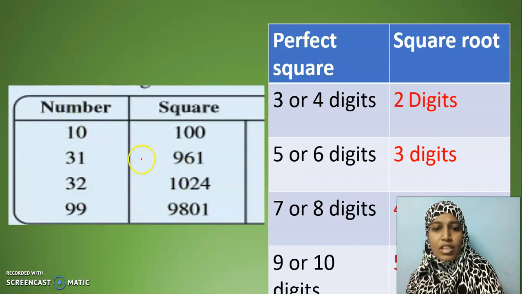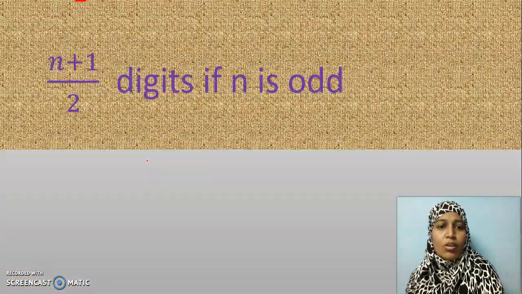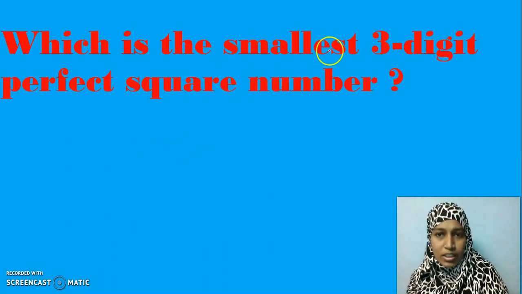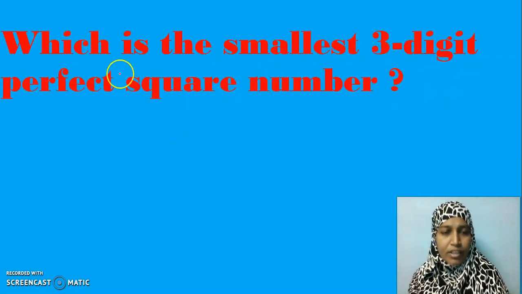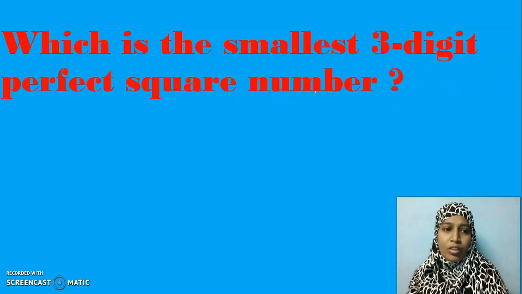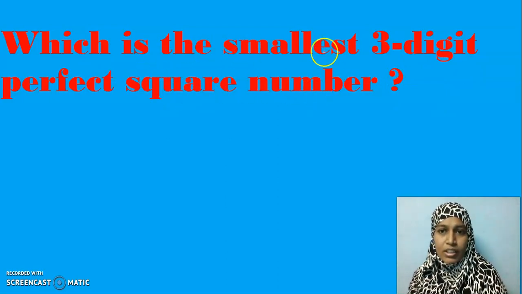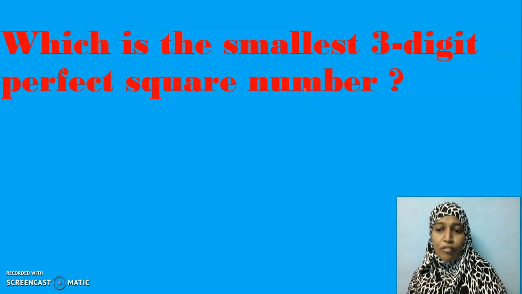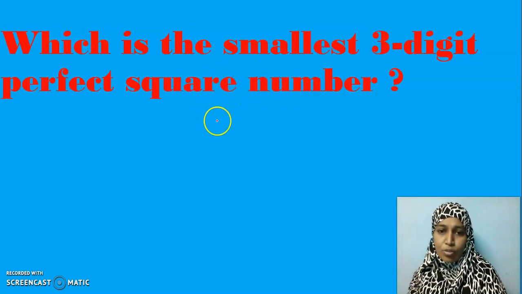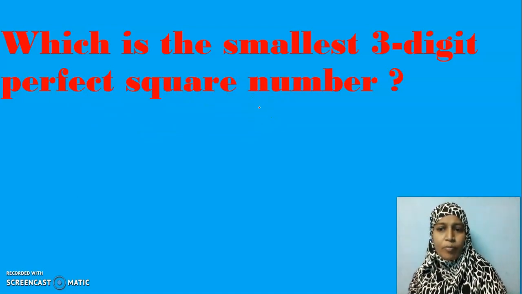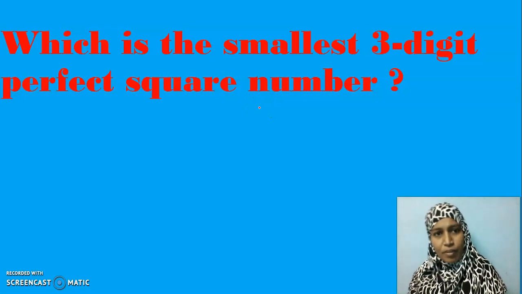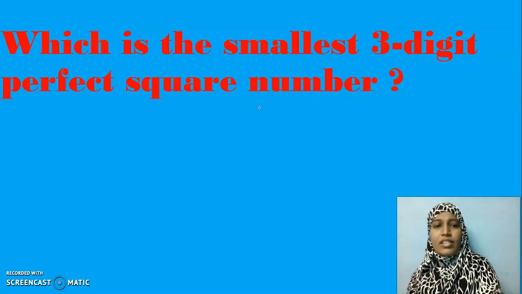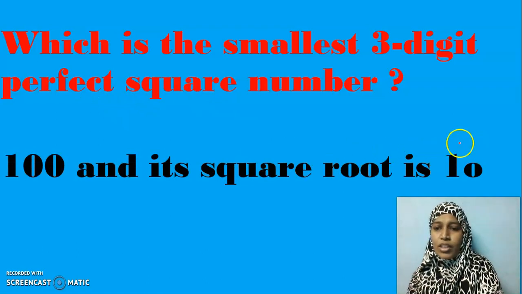Based on this, I am going to ask you 2 questions. Which is the smallest 3-digit perfect square number? I should be capable of finding the square root for that number, and it should be a 3-digit perfect square number. Which is the smallest 3-digit number? 100. Is it a perfect square number? Yes. So the answer is 100, and its square root is 10.